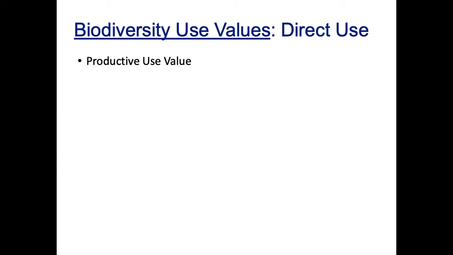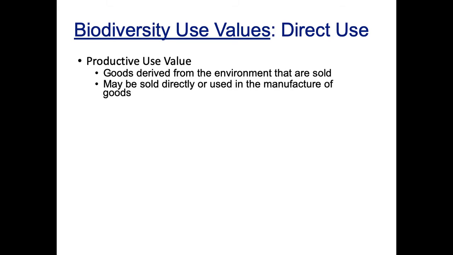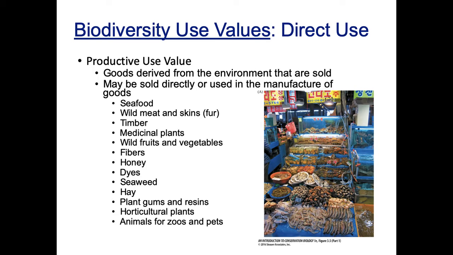A second kind of direct use is called productive use value. And these are goods derived from the environment that are sold. So if I went and fished from the river and then sold the fish, that would be productive use value. Whereas if I used it in my own home, that would be consumptive use value. So that's the difference between the two. So these are things that are being sold. And they may be sold directly or used in the manufacture of goods. And there's a lot of things that we think about for these.